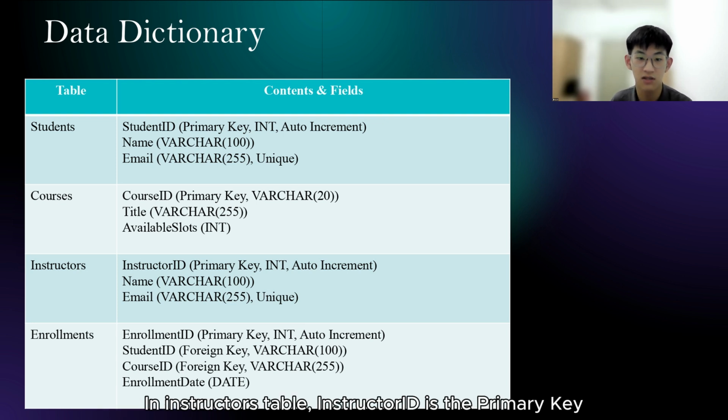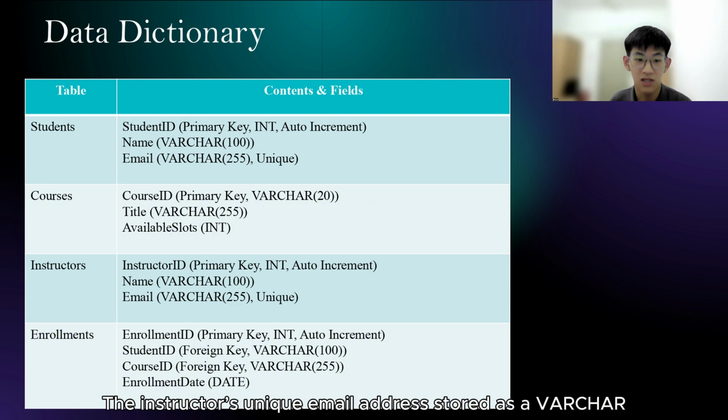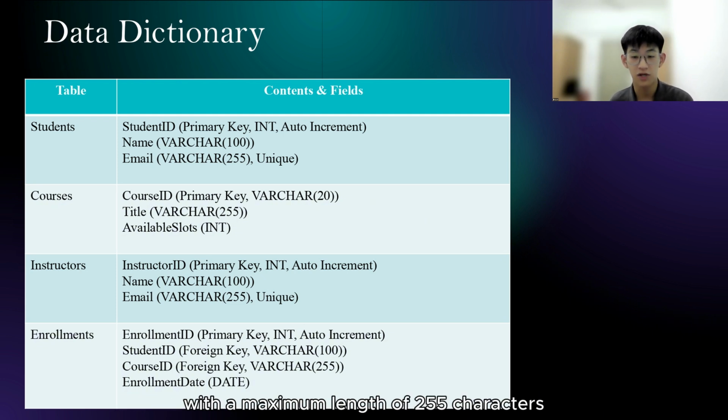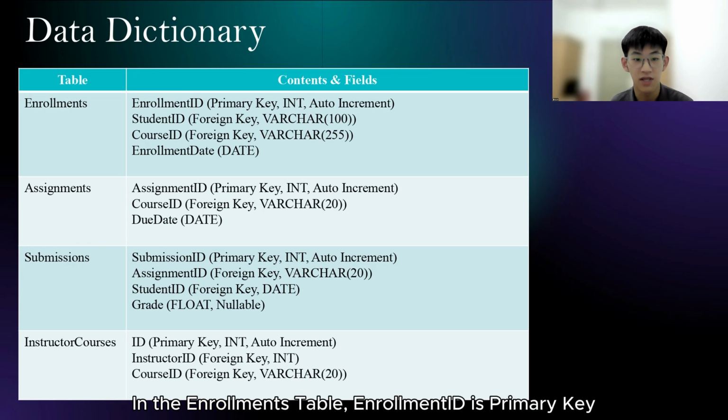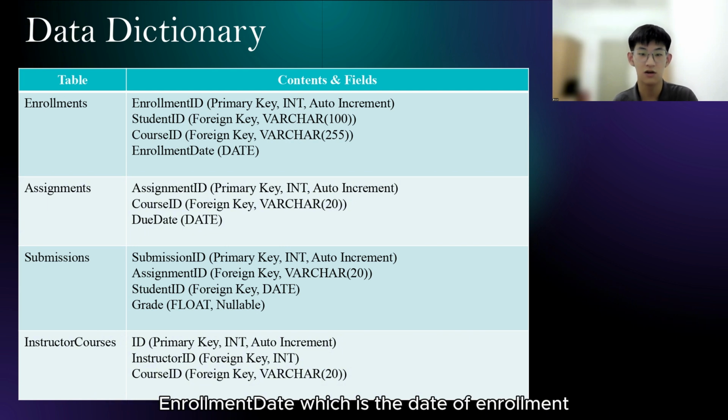In the instructors table, the instructor ID is the primary key, an integer that auto-increments for each new instructor. The instructor's full name is stored as a varchar with a maximum length of 100 characters. The instructor's unique email address is stored as a varchar with a maximum length of 255 characters. In the enrollment table, enrollment ID is the primary key, an integer that auto-increments for each enrollment. Student ID is the foreign key that links to the student table. Course ID is the foreign key that links to the courses table. Enrollment date is the date of enrollment.